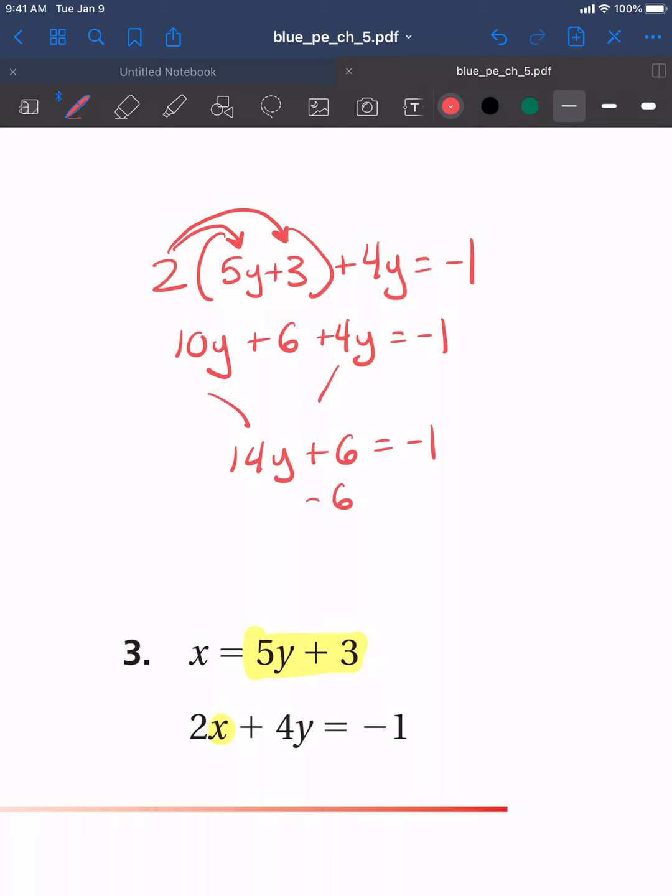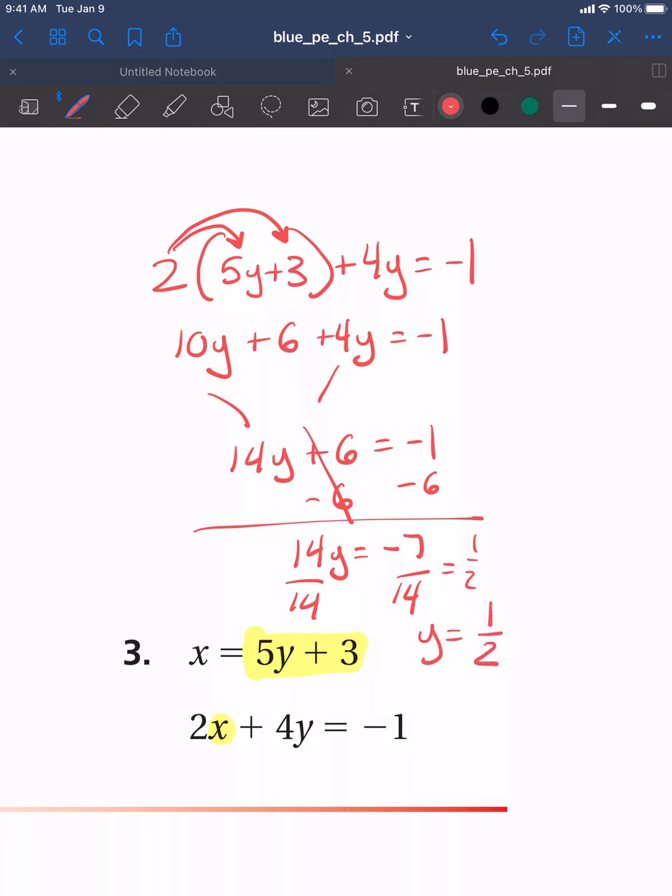Subtract 6. The signs are the same, so we add 7. What kind of 7? Negative 7. If we're adding and they're all negative, we keep it negative. Then divide by 14. What's half of 14? 7. So isn't 7/14 equivalent to a half? Yes. What kind of a half? Negative half, because that's negative 7. So y is negative half.